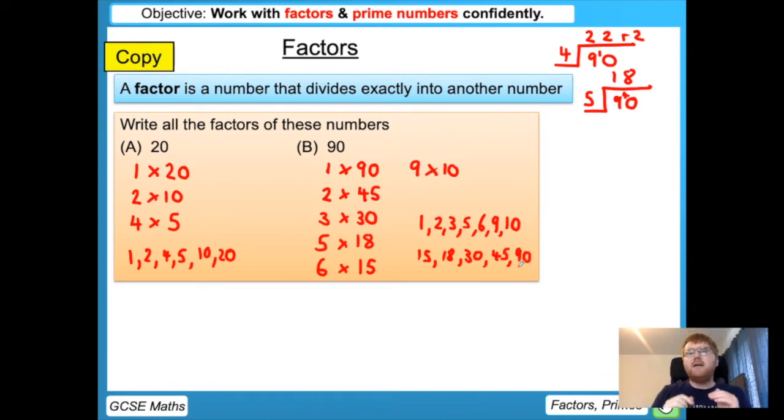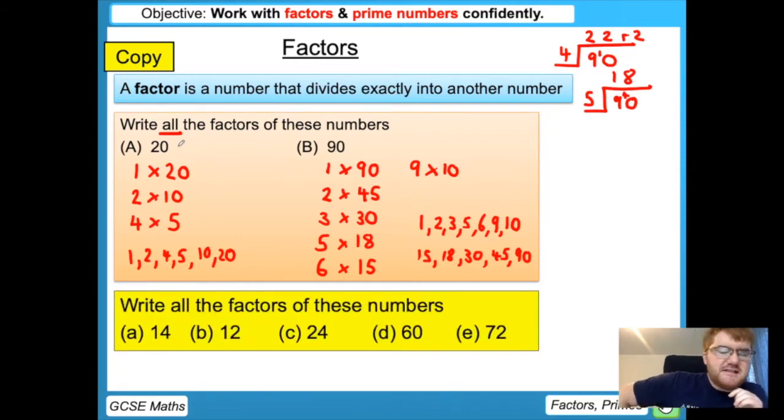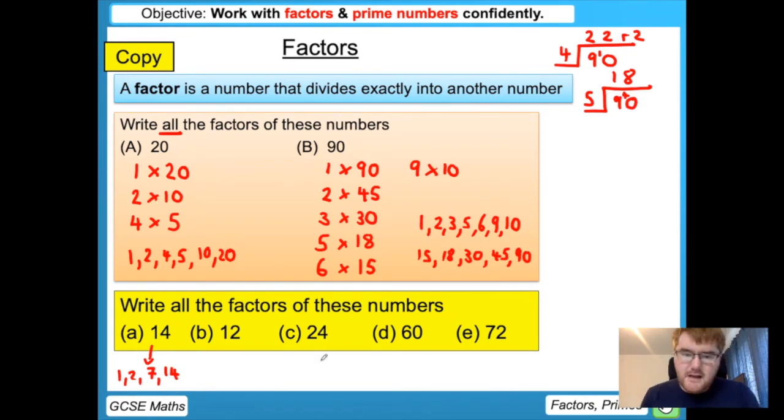So the key method here is to go through in pairs to make sure you've got all the factors. You'll see in the example, all the factors. So have a go at the questions down below. Can you work out all the factors of the numbers that you see? Okay, so I'm going to go through some answers here. So 14 is 1, 2, 7, and 14. Okay, so if you've got that right, give it a tick in your book.